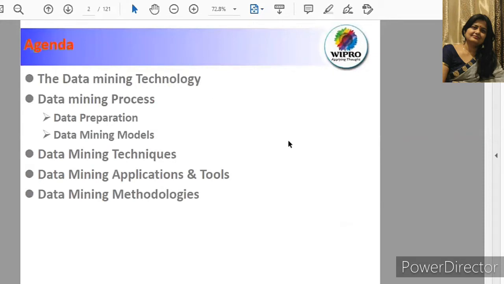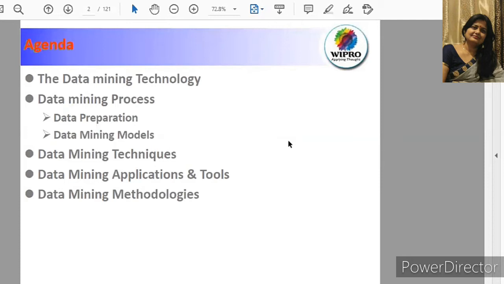So the agenda: data mining technology, the process, data preparation, data mining models. This we can cover in another presentation. Data mining techniques will be another lecture. There will be one again separate lecture on data mining applications and tools, and another lecture on data mining methodologies.